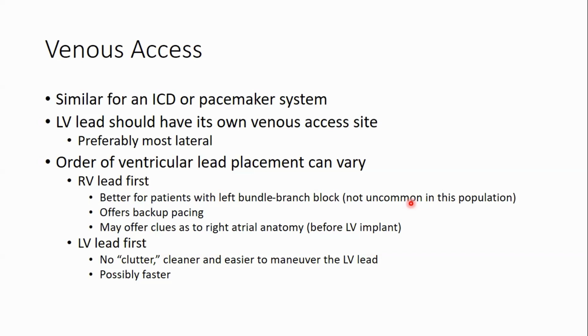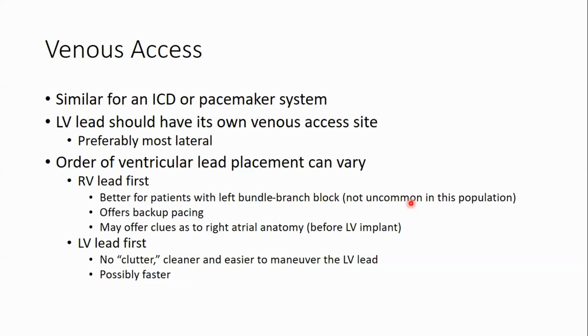Whether you choose to implant the RV lead or the LV lead first has its own advantages and disadvantages. In our practice, we usually implant the RV lead first. First of all, in case the patient has left bundle branch block and you knock off the right bundle branch, you have backup pacing in place. The second thing is it also gives you an idea of the anatomy and the size of the right atrium, which can help you cannulate the coronary sinus.